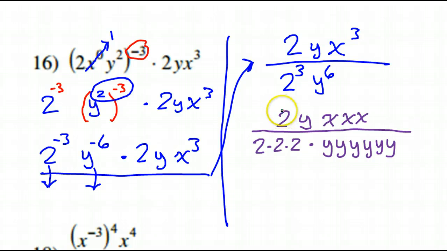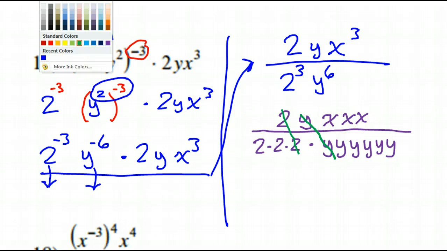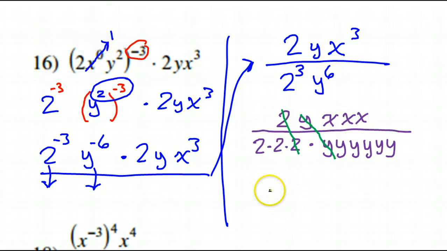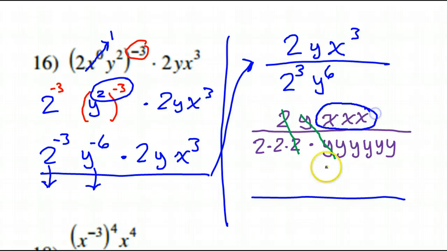The 2 that's in the numerator is going to cancel out one of the 2's that's in the denominator. The y that's in the numerator is going to cancel out one of the y's that's in the denominator. And nothing's really happening with the x's. So as we get back to the problem, in the numerator, all I have is x to the third power.